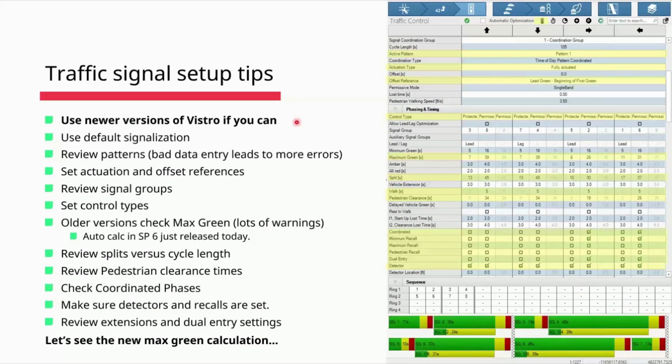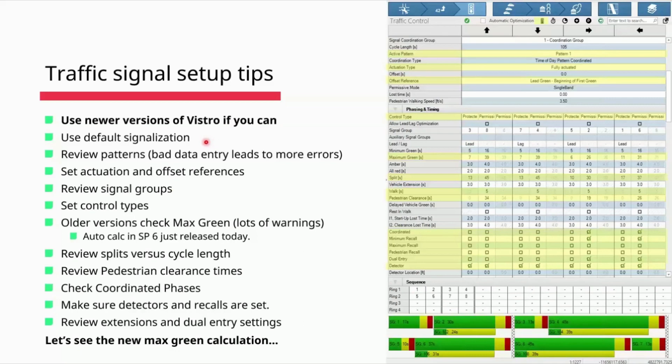So my first tip is, if you can use the newest version of Vistro, I would highly recommend it. We are light years different in functionality from where we started, probably in like version 5 or so of Vistro, to where we are now in 2023. There's a ton of new features, especially signal features and tools that you can use to help set up your signals. So I would highly recommend that.